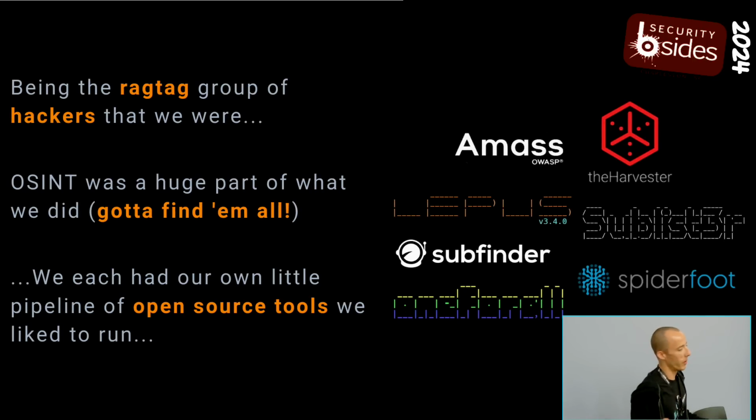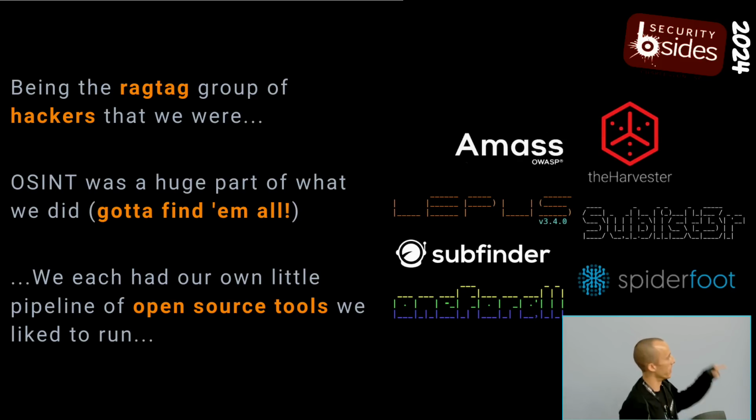We were a ragtag group of hackers. We each had our own suite of tools that we like to run. Obviously, OSINT was a huge part of what we did, because when you bring on a company that has 10,000 or 20,000 subdomains, each one having a website on it, you want to make sure that you find every single one, because almost always the vulnerability is going to be on the one that is hardest to find.